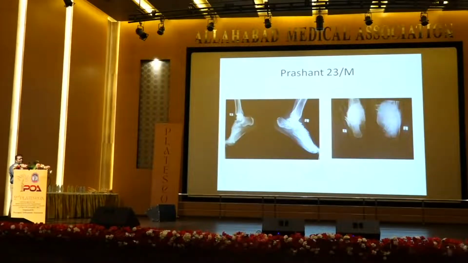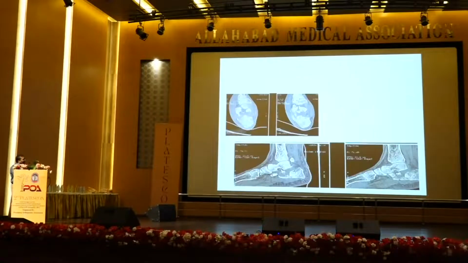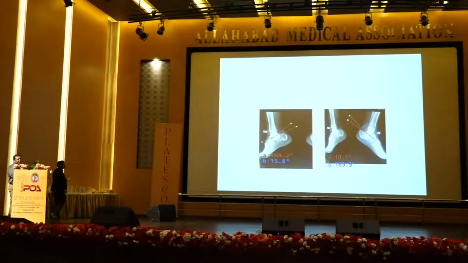This is Prashant, a 23-year-old male. Again, he had a joint depression type of fracture. You can see the heel widening. This was the CT, a severely comminuted fracture. Again, we went ahead and fixed it with the same maneuvers.